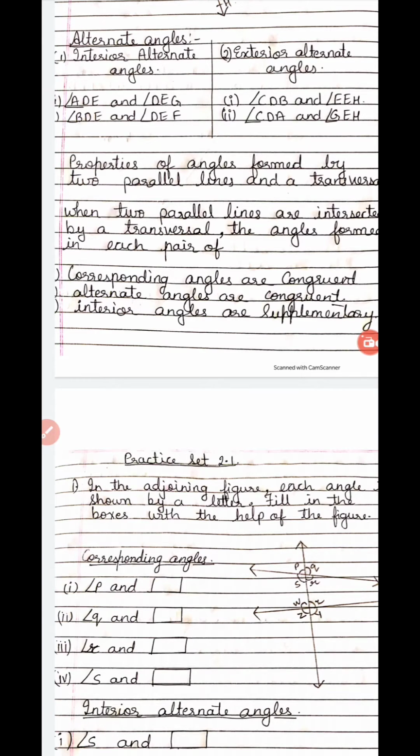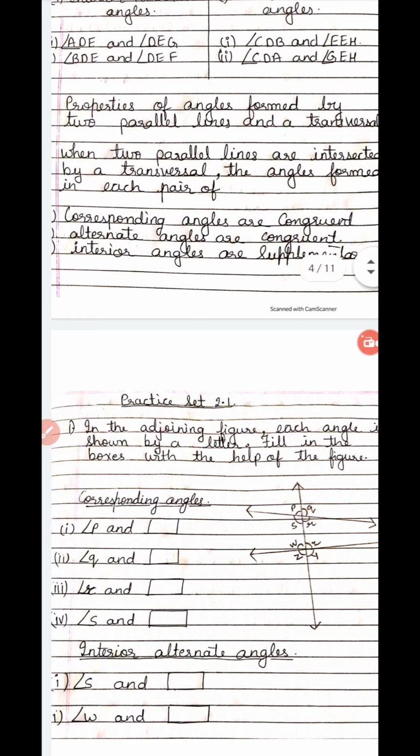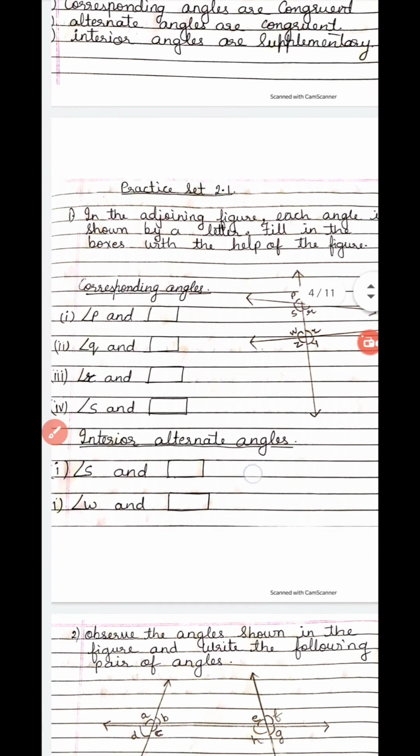Properties of angles formed by two parallel lines on a transversal. If two parallel lines are there and a transversal is drawn, we can form some pairs of angles such as corresponding angles, interior angles and alternate angles. In alternate angles we have interior alternate angles and exterior alternate angles. Pairs of corresponding angles are congruent and pairs of alternate angles are congruent, whereas pairs of interior angles are supplementary. You can see over here, pairs of interior angles are supplementary. So this is about the intro of the chapter.